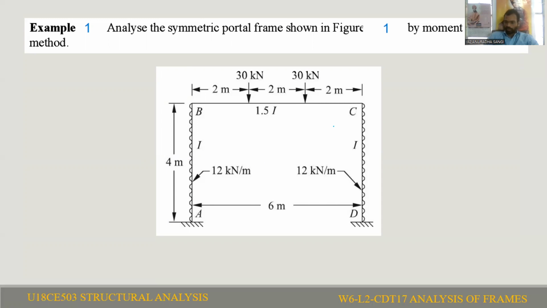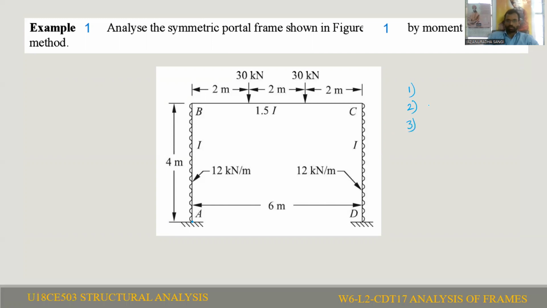I've considered a non-sway portal frame. As I told you in the previous classes, before going to analyze the frame, you need to identify whether the frame is a sway frame or non-sway frame. Coming to this frame, this is a non-sway frame. We decide this based on three factors for deciding sway or non-sway.